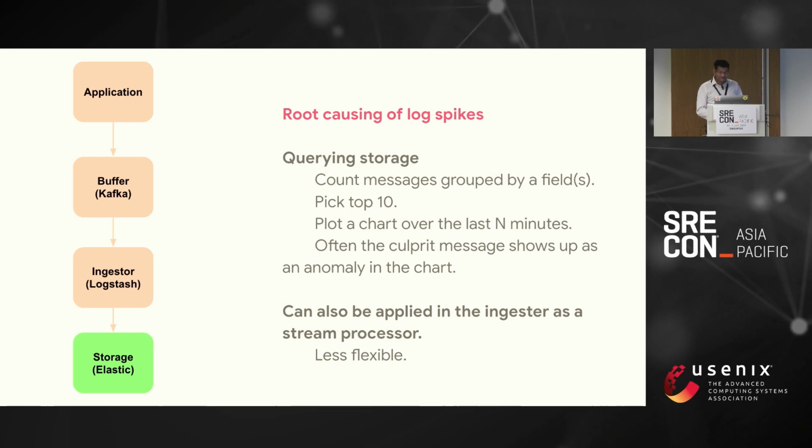The simple query we run is this: we have a group of fields that we know are trouble, and we count the number of messages by that field. We pick the top 10, and then we plot a chart over the last 10 minutes, and usually the culprit shows up in there. This technique can also be applied in the ingester in a stream processing fashion, but it generally is less flexible. Querying storage, we found, is the most reliable way to detect log spikes.